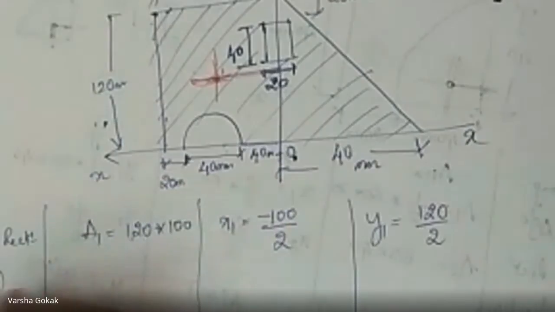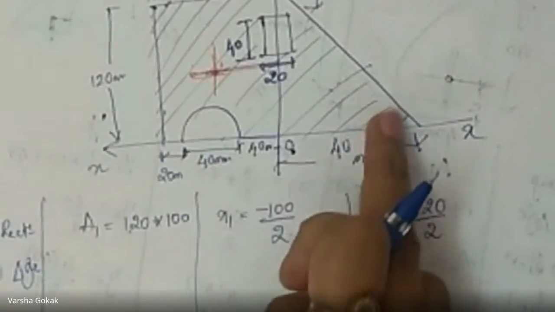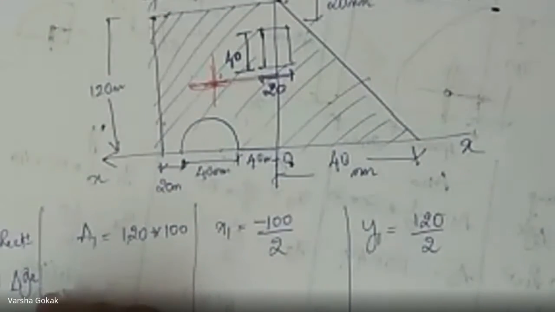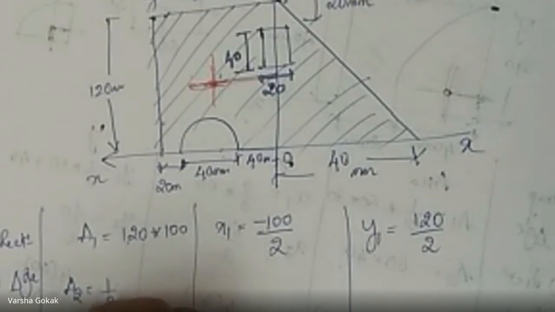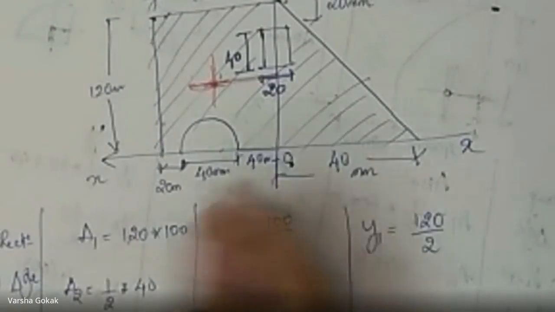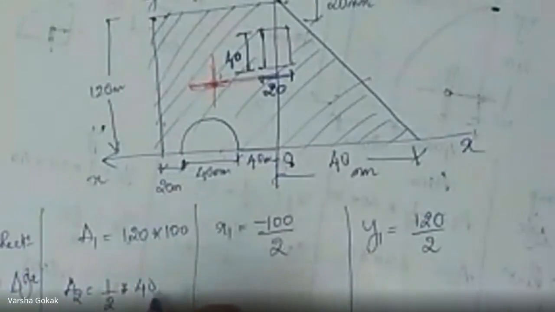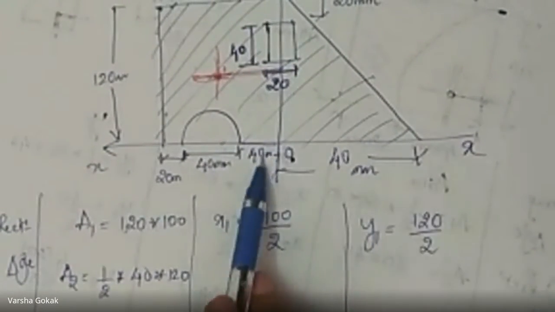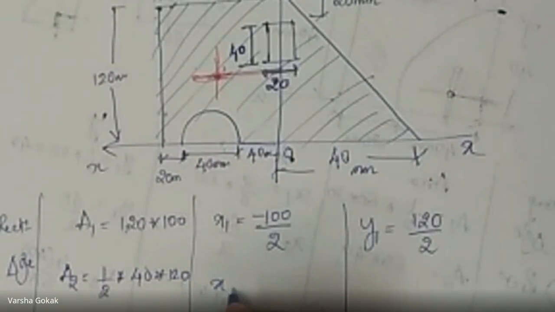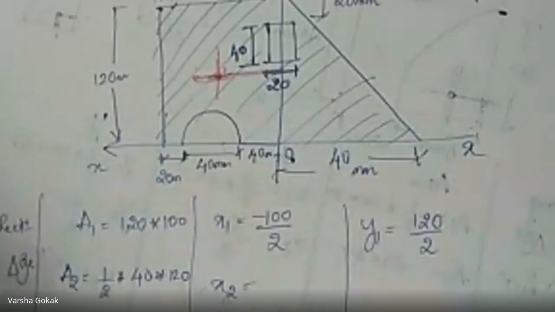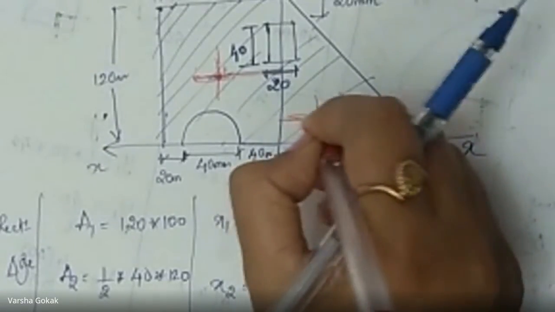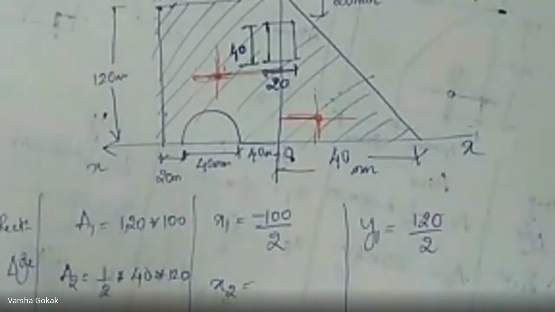Second, when you take a triangle, because they are the holes, later we will be deducting these two, right? A2 is going to be half, base is 40, height is how much? 120. Correct? Half base into height. Base is 40, height is 120. What about x2? So the CG of the triangle is going to be here somewhere, this point. So this is my x2 and this is my y2. So what is the value of x2, please?